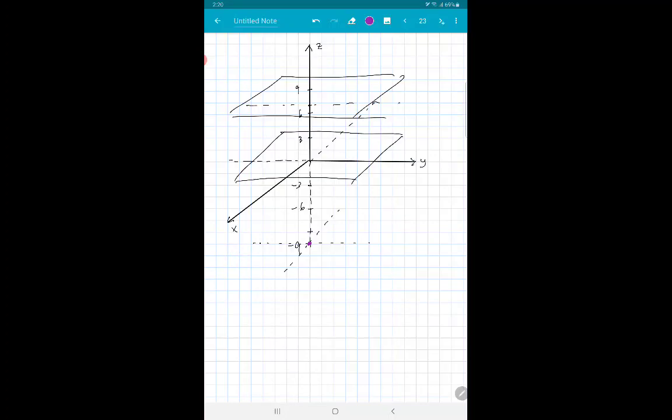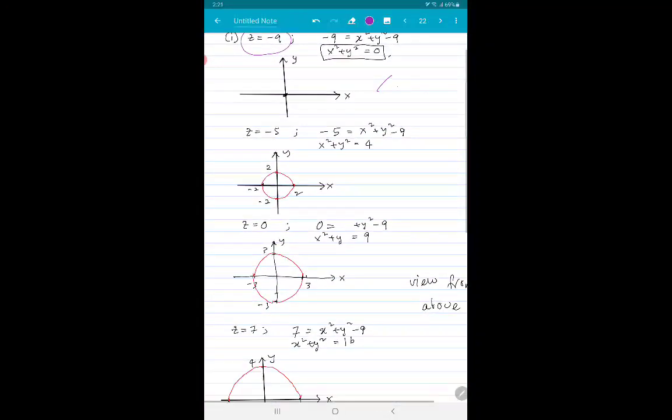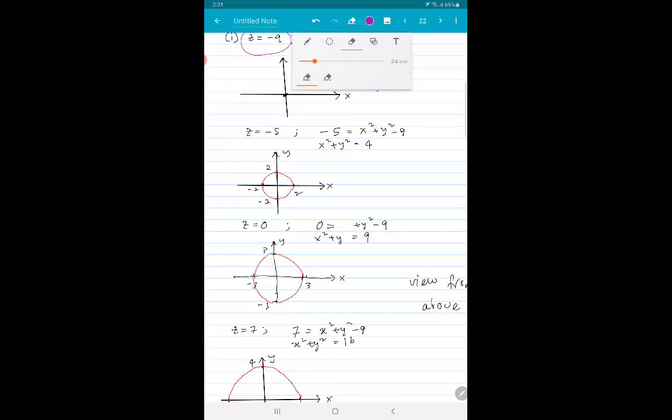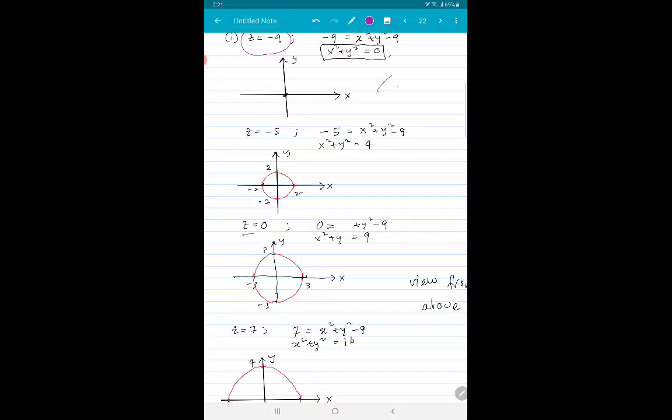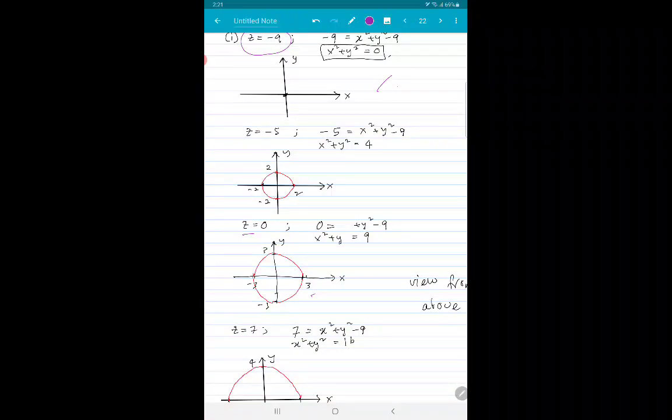Alright, so on that plane we only have a point. I'm going to skip z equals negative 5, otherwise it'll be too crowded. Then let's look at the z equals 0 plane. On the z equals 0 plane, we have a circle of radius 3. So we're going to sketch this circle on the z equals 0 plane. Okay, the z equals 0 plane is this plane, and we're going to sketch a circle of radius 3.